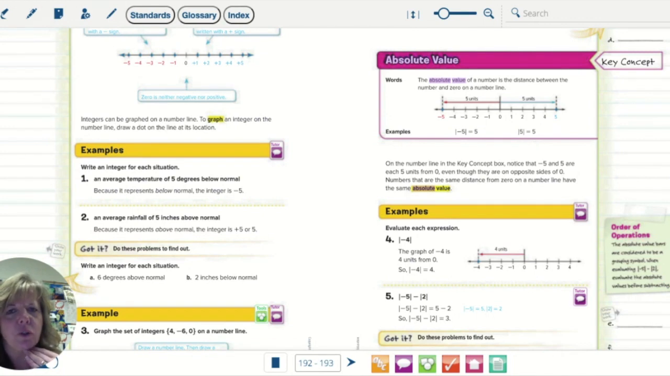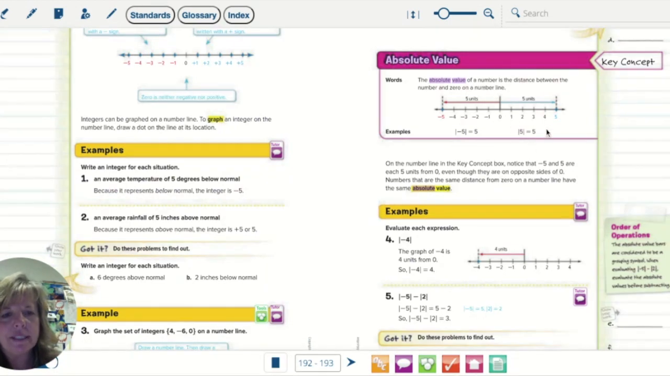Like if mom and dad drove you to school, say it's 3 miles, then they turned around and went back home those 3 miles. How far did they travel? 6 miles, not 0. You don't go forward and then take those miles back. So distance is what we're calculating when we're looking at absolute value.